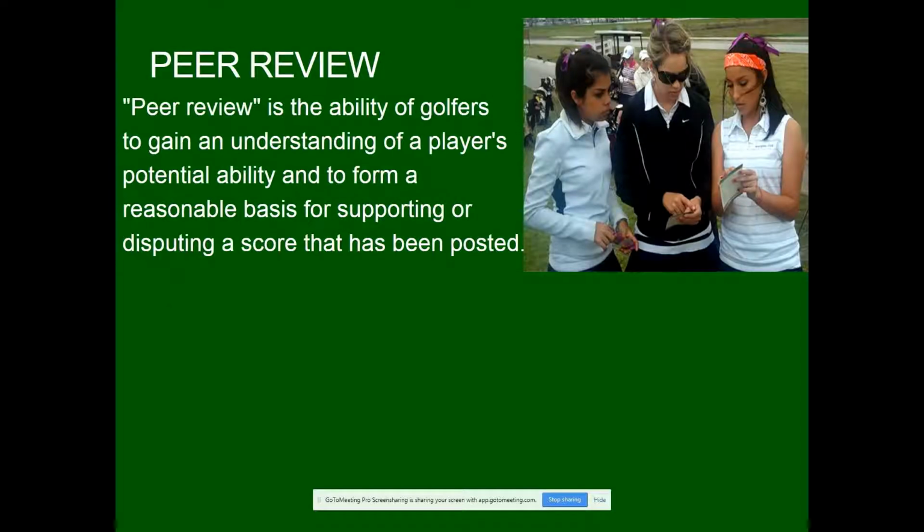All right, once again, peer review. Peer review is the ability of golfers to gain an understanding of a player's potential ability. Like we spoke about, we just want people to be able to play amongst each other and actually see if those scores are being posted correctly. We want to be able to say, hey, something doesn't look right, or that person's exactly right, that's what they posted, I can see it in there, there's no issue. So like I said, it all is about honesty and integrity. As long as the player does their part, peer review should be a very natural process, and there should be no issues for a handicap committee to take up in the future.